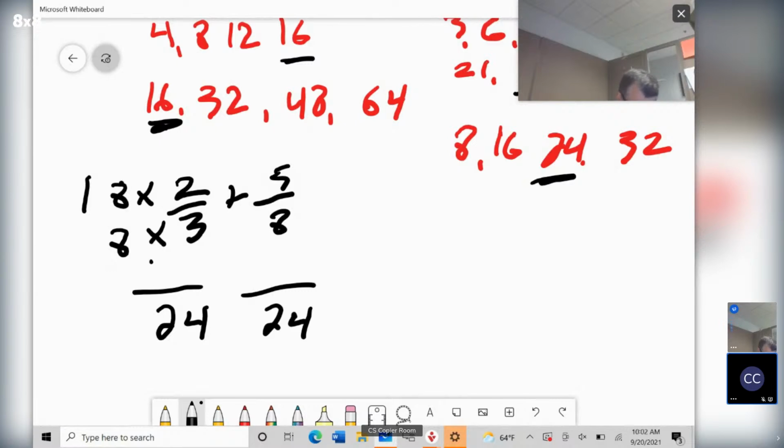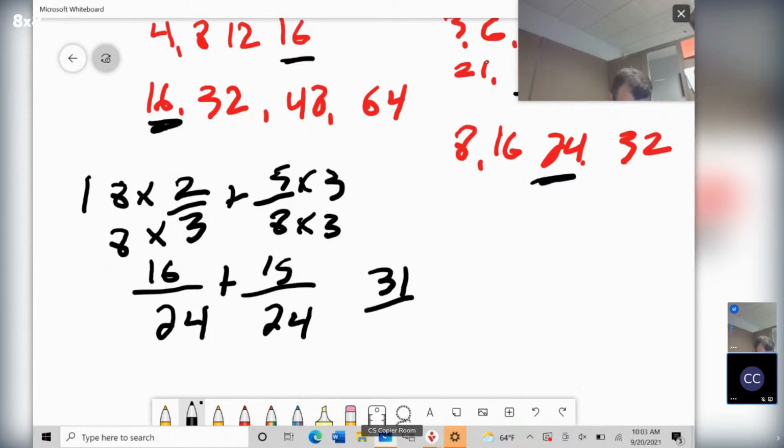So 8 times 2 is going to be 16. In this case, 8 times what equals 24? It's going to be 3. So if we multiply the bottom times 3, we certainly have to multiply the top times 3. So that's going to be 15. And then we can just do a traditional addition problem. So we're going to add the 16 and the 15. So it's going to be 31 over 24.